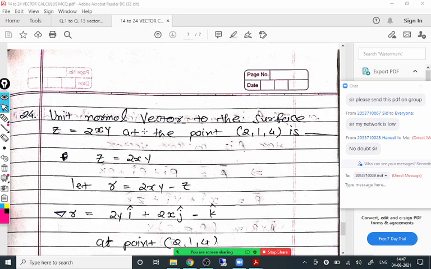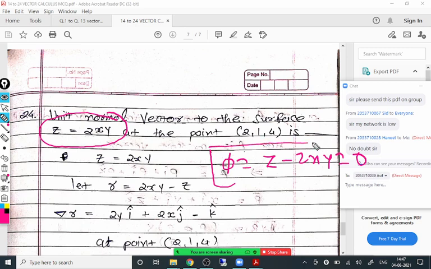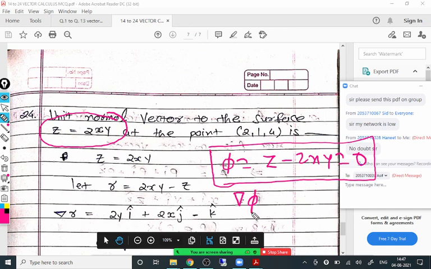24th, the unit normal vector to the surface z at this point. We already discussed this type of question. We want a unit normal vector to this surface, but the surface is not given in standard form. What is the standard form? We are given f of xyz equal to 0 or phi of xyz equal to constant. So take all variables on one side, say phi equal to z minus 2xy equal to 0. This is the surface equation. We want a normal vector to this surface, so we calculate del phi first, and then we calculate del phi at that point. We get the answer.